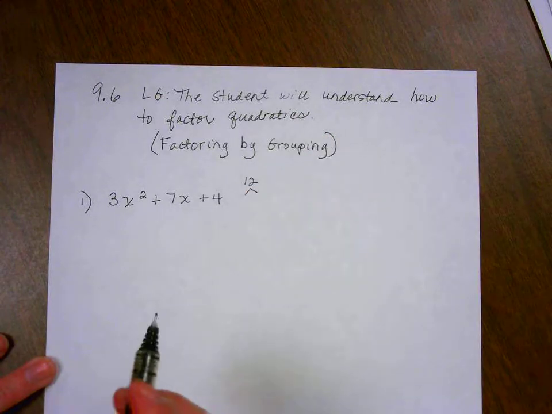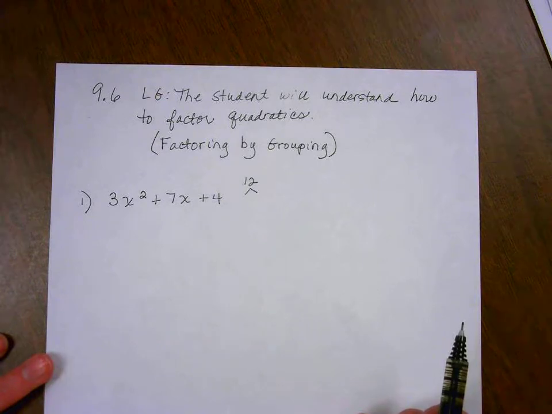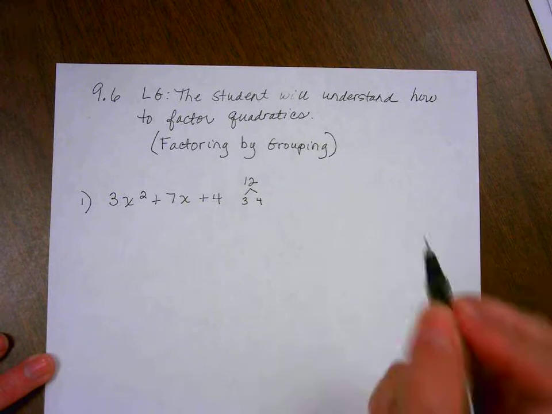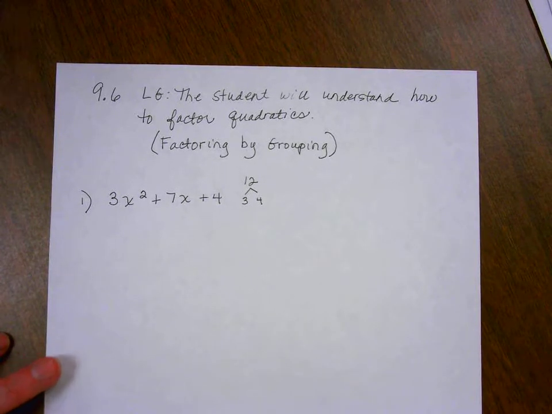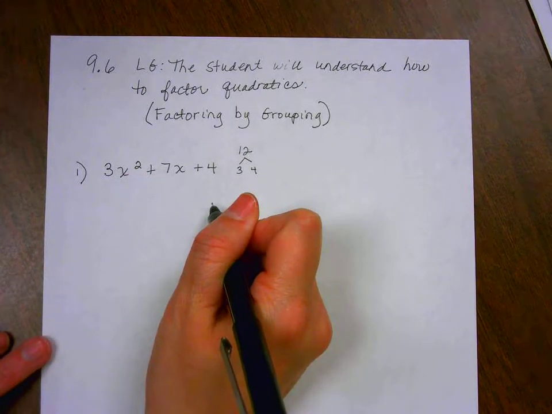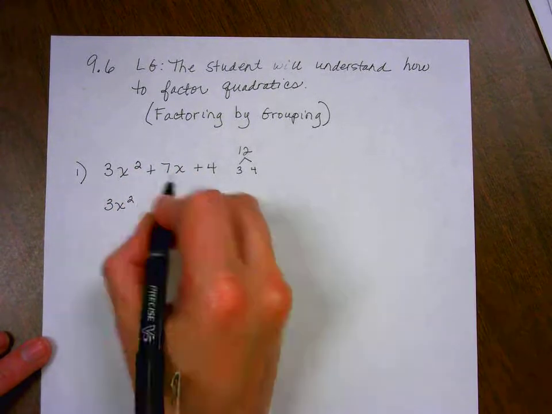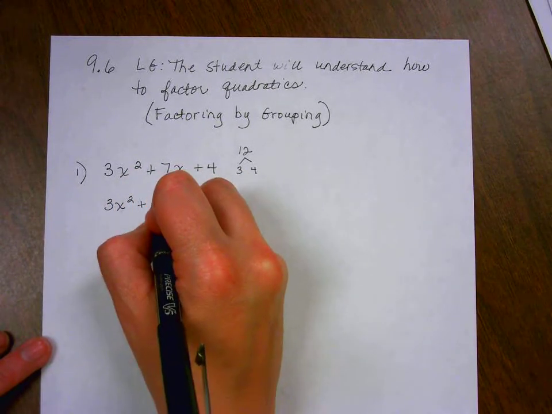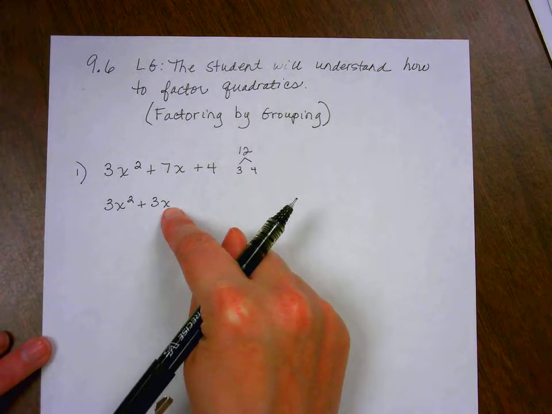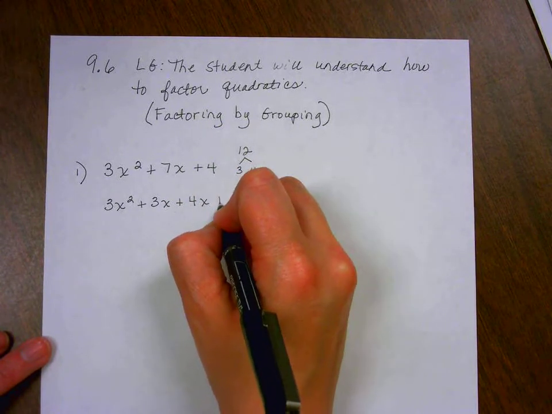I'm still going to look at what are the factors of 12 that are going to add up to 7. So the factors of 12 that add up to 7 are 3 and 4. Okay, but instead of then taking the time to draw a box and put those in the middle, we're just going to write this out long way. So we're going to start and we're going to put 3x squared, then plus 3x, because I'm taking the 3. This is what I would put in the middle of the box. The other number I would put in the middle of the box would be 4x, and then plus 4.